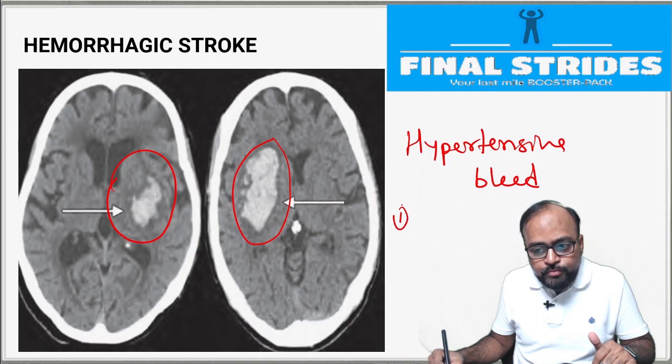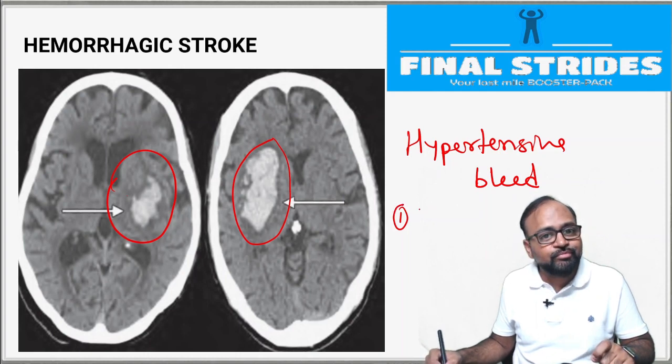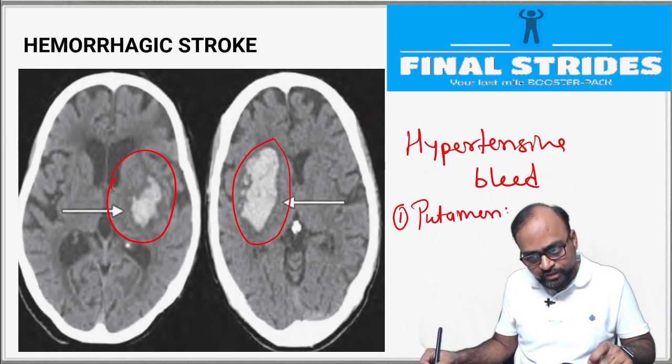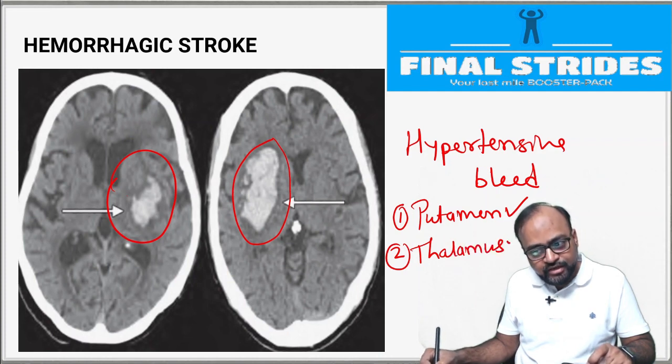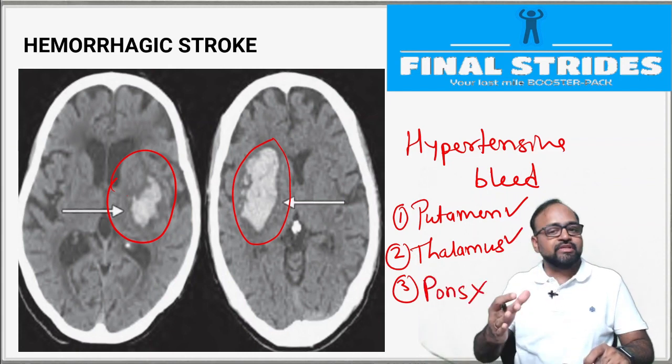Why? Because the most common site of hypertensive bleed is the putamen. Is it within the basal ganglia? Yes. The second most common site of hypertensive bleed is thalamus. Is it within the basal ganglia? Yes. The third most common site of hypertensive bleed is usually the pons. It is not in the basal ganglia, but doesn't matter.